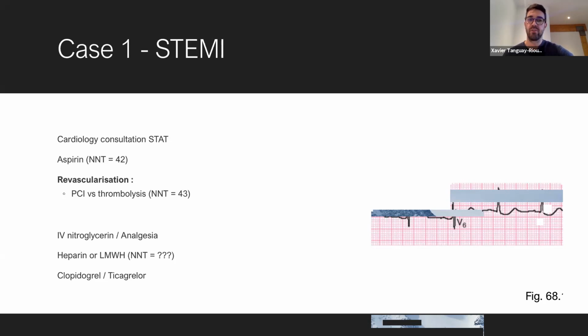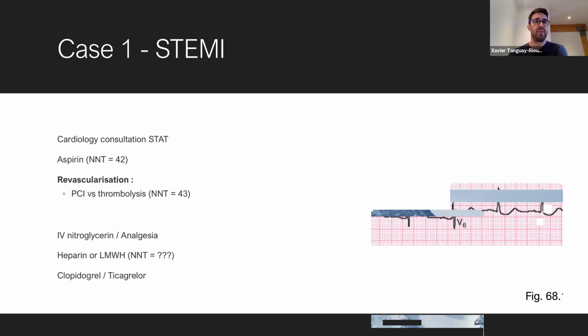Just note as well the thrombolysis for this is an NNT of 43. Those numbers are coming from the website nnt.com, I think. It's a very good resource for evidence-based medicine. If you have any question about this, you can let me know.